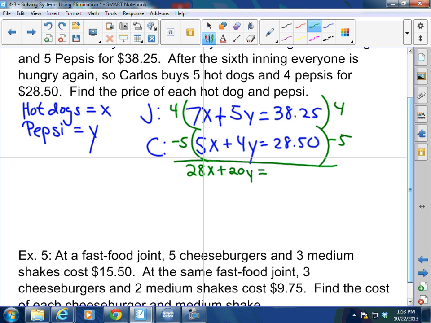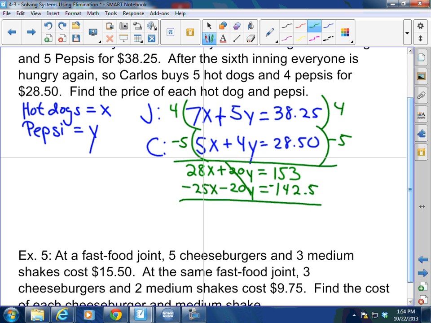Okay, this is what I wanted to do with the calculator. That's 120. Is that 145? Wait, let me see. 38.25 times 4. Wow, 153. I was off. And then the second equation, I got negative 25x minus 20y equals 28.50 times 5, which is negative 142.50.